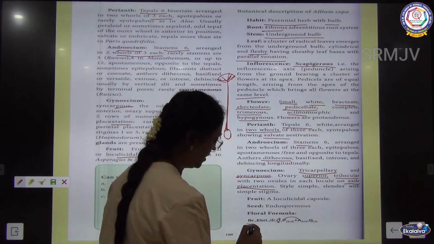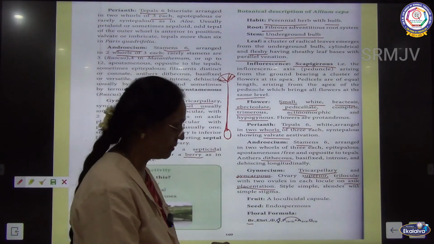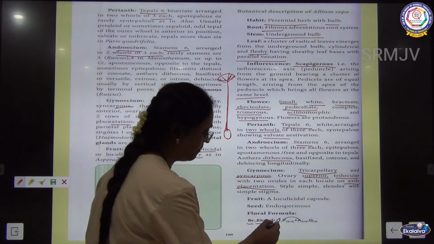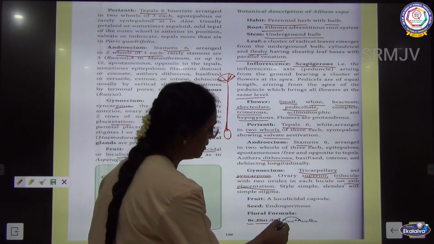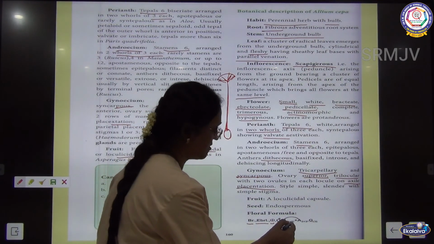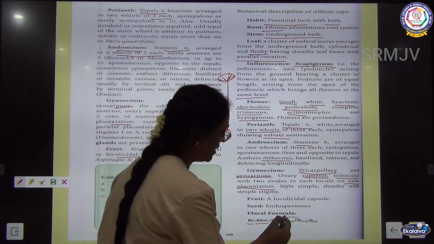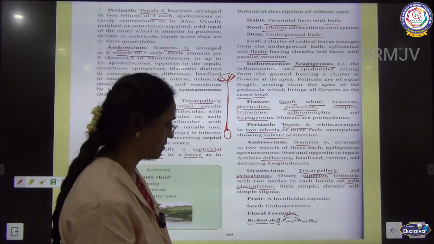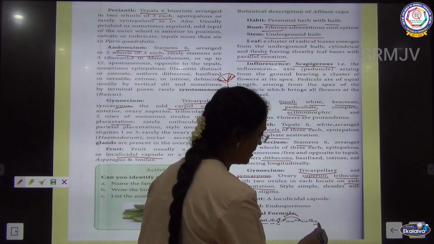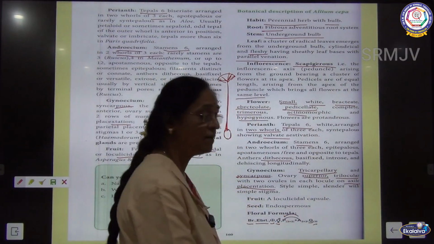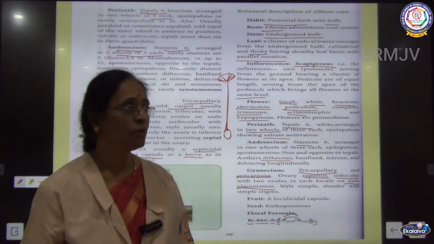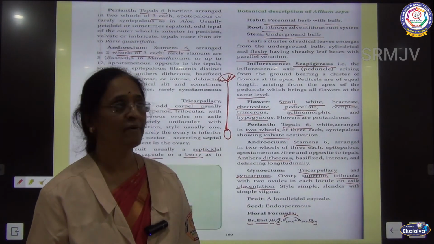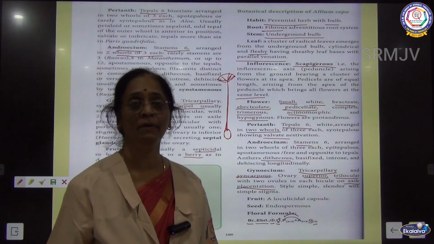So if you see the floral formula: bract, ebracteolate, and this is actinomorphic, and a bisexual flower, and the perianth will be 3 plus 3, and androecium is 3 plus 3, combined together, epitepalous stamens, and gynoecium is tricarpellary, syncarpous, superior ovary. So this is an example of the Liliaceae family, what we have seen in Allium cepa, the onion.